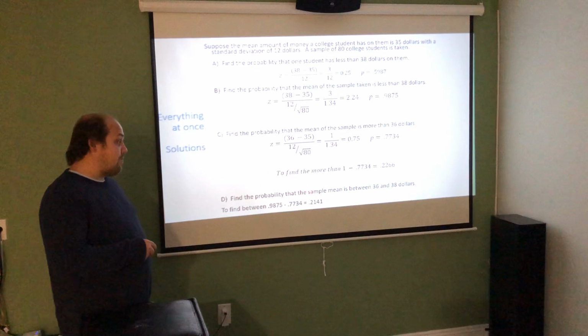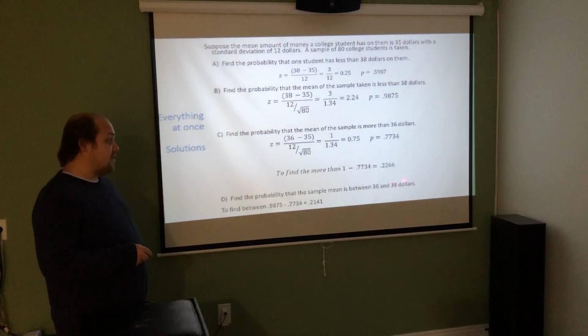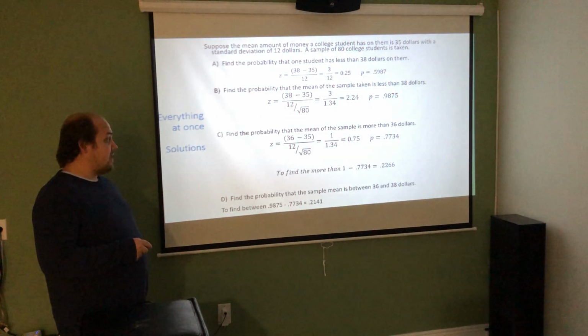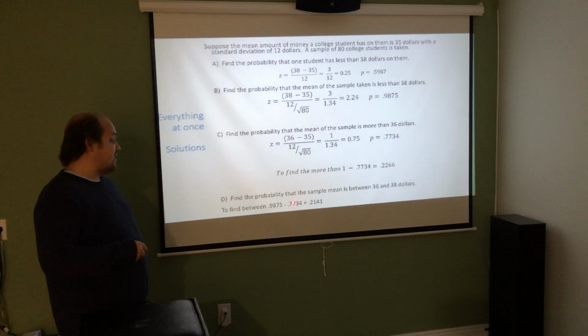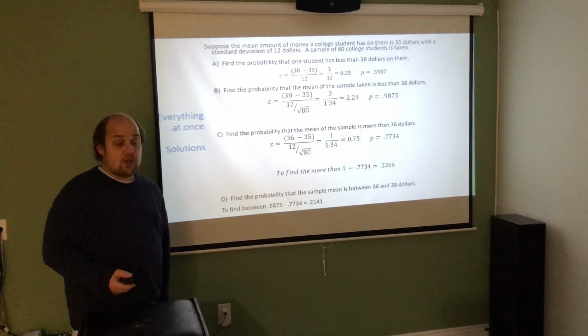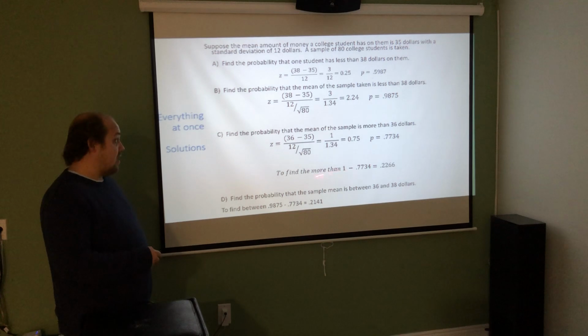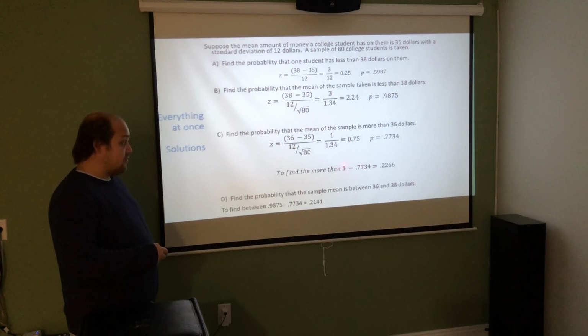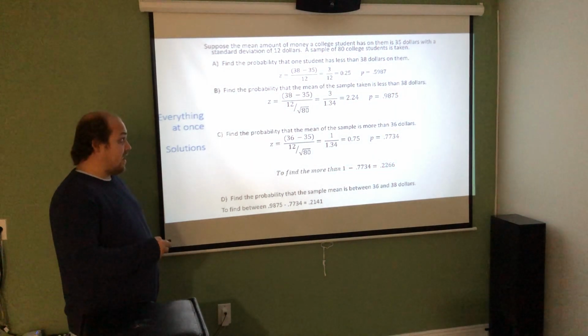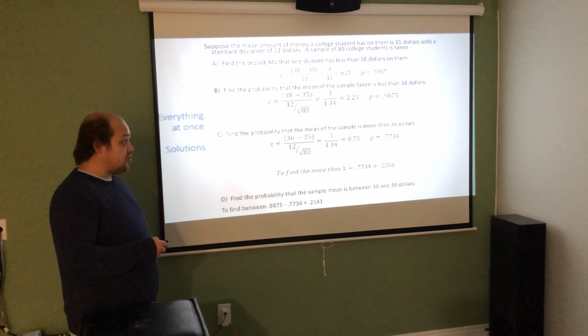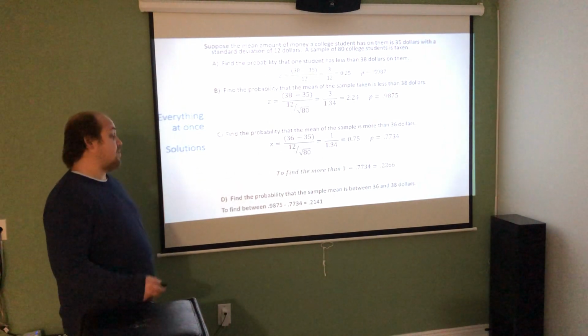When we're asked to find the probability the sample mean is between $36 and $38, we take the larger p-value, 0.9875, minus the smaller p-value, 0.7734. Remember, we're using the table values that we found, not the changed table values from doing 1 minus to find the more than. We're looking at the original two p-values, larger minus smaller for in between.